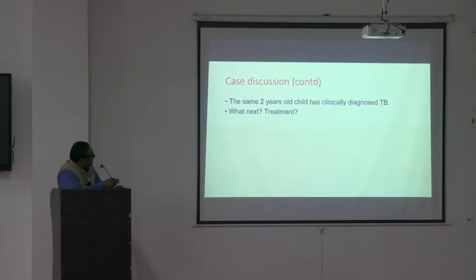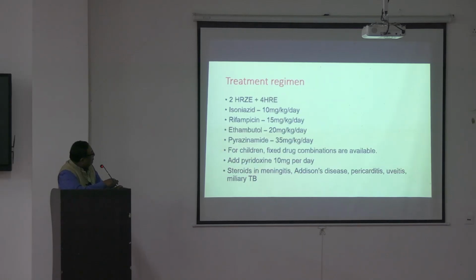This same 2-year-old child has clinically diagnosed TB. What is next? Next is treatment. If our CBNAAT has given the diagnosis that it is rifampicin sensitive, then we will go for first line drugs. First line drugs here, we give 2 months HRZE and 4 months HRE. HRZE, this is the dose I have given. Pyridoxine, 10 milligram per day.